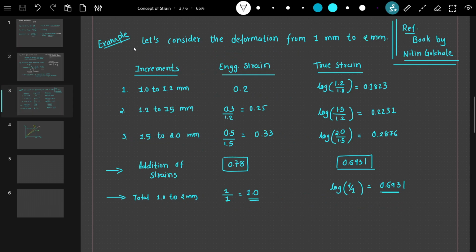Now let's try to understand this with an example. I have taken this from a book by Nitin Gokhale. Let's take a deformation happening from 1 mm length to 2 mm. So we are stretching a rod of 1 mm to 2 mm. If we calculate the strains incrementally, let's say in three increments or three steps: 1 to 1.2 mm, then 1.2 to 1.5 mm, then 1.5 to 2.0 mm.